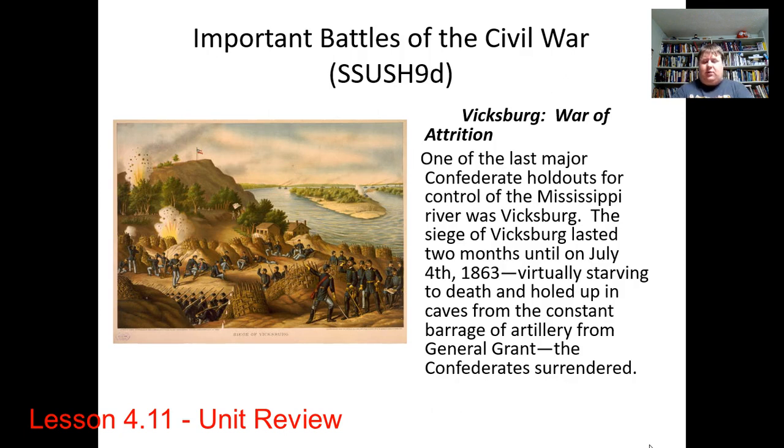It is one of the last big Confederate holdouts in the West. After Grant wins at Vicksburg, this turning point in the West, then they have control of the Mississippi River. The Union has control, which is essentially going to cut the Confederacy in half. So that's why Vicksburg is so essential.